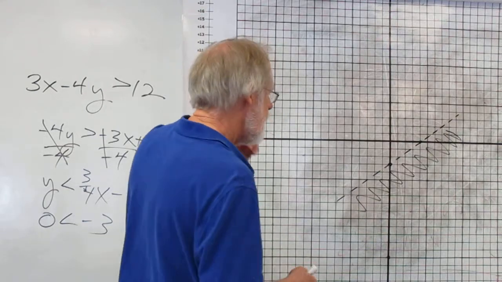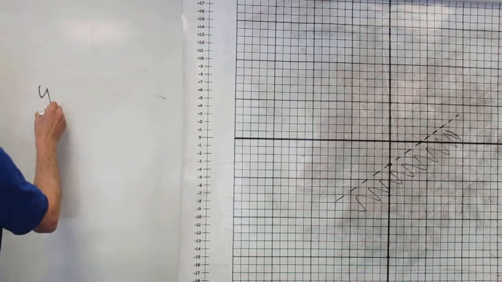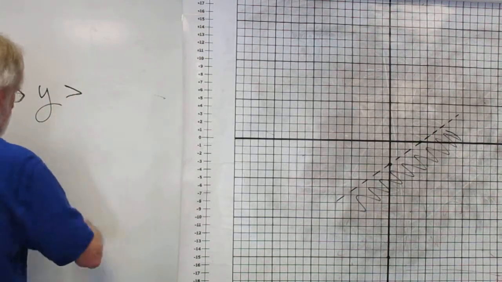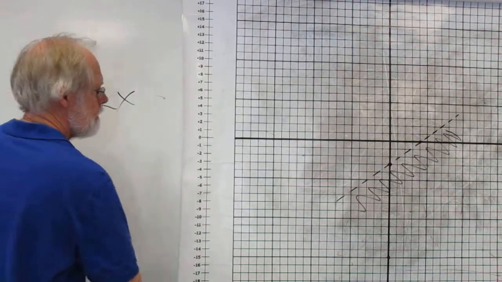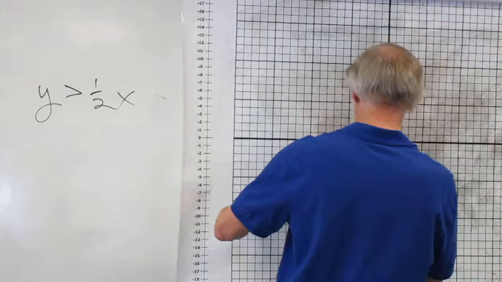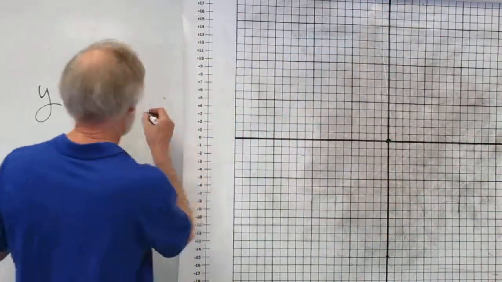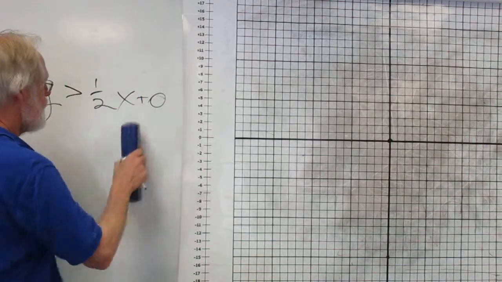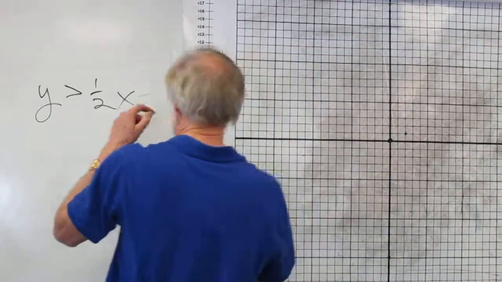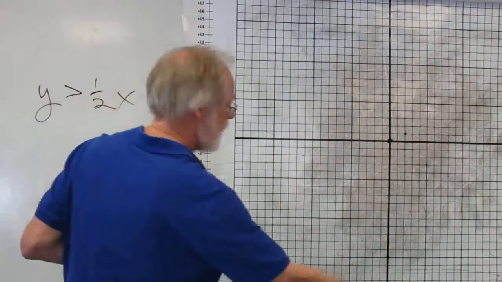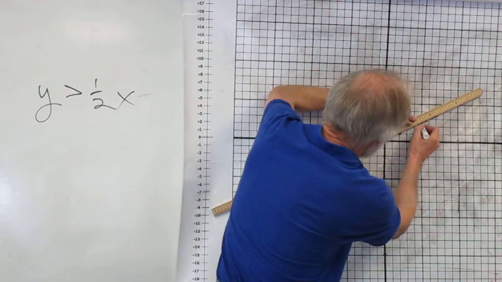Now the only difference, if it goes through 0, 0, then you just have to pick a different point. Okay? Let's say you had y is greater than 1/2 x. Okay, so your y-intercept is 0. I can put this in here because remember this is plus 0. So that's the y-intercept. I go up 1 over 2, which takes me to here. That's a dotted line because there's no equal sign underneath the inequality. So I make a dotted line here.